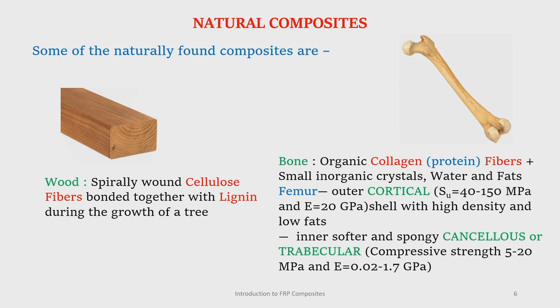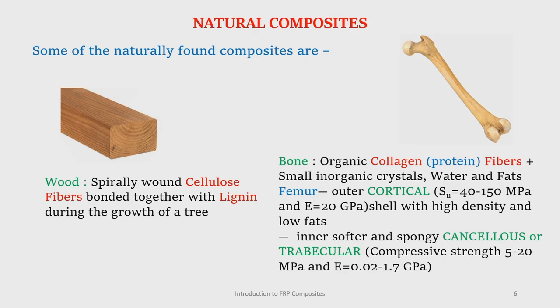And inside this, there is a softer spongy cancellous or trabecular bone with a compressive strength of around 5 to 20 megapascal and a Young's modulus in the range of 0.02 to 1.7 gigapascal. That is much softer. So naturally available composites are there, of course with certain objectives. Why is it like this? Because it has to take a typical kind of load. Another example is wood. If you take the cross section of a tree, you can see spirally wound cellulose fibers bonded together with a lignin matrix. This is formed during the growth of the tree, and because it is a composite material, it has direction dependent strength and stiffness.